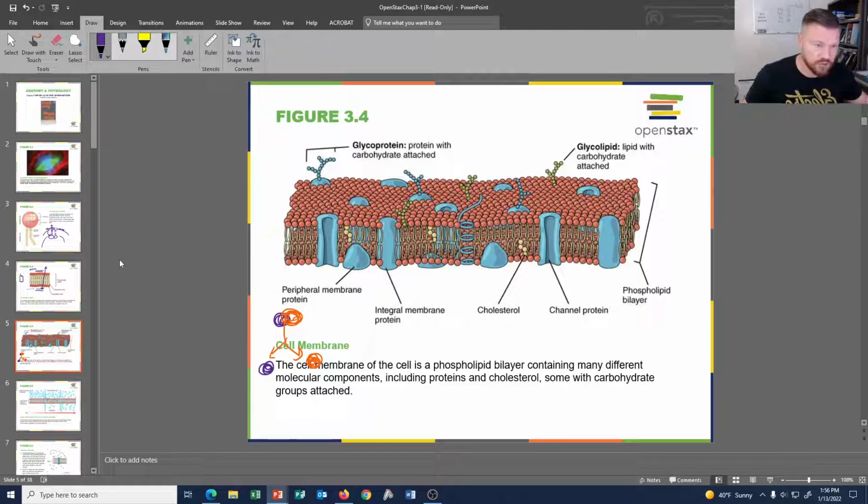Well, how do they know who is who? And it was through these things like glycoproteins. That's what allows your cells to know that they belong to you and they're not foreign.